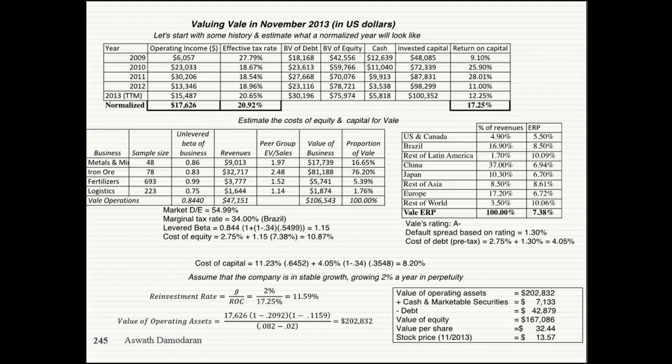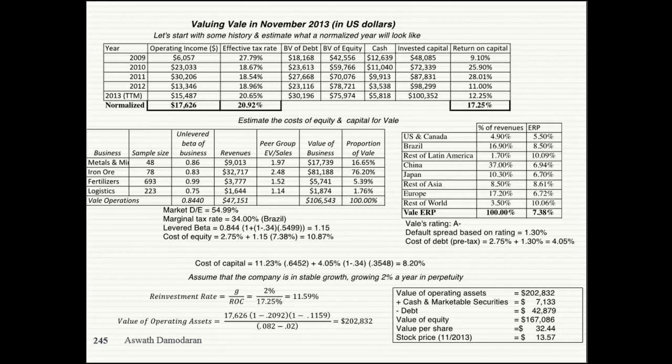So here's what I did. I took that return on capital, normalized over the last 5 years, 17.25%. If I'm going to grow 2% a year forever, which is what I'm assuming here because it's a stable growth company, they will have to reinvest 2% divided by the return on capital, 11.59% every year.